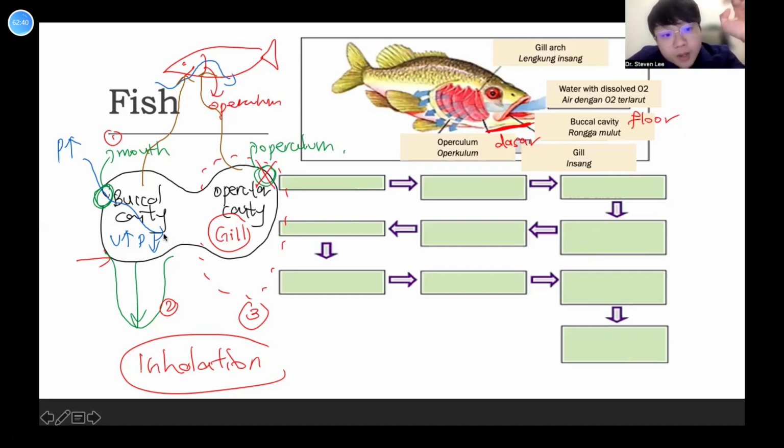But you must remember, the water is now mostly at the buccal cavity. Only some of it can go to the gill because the pressure is not that high. It cannot go so far behind. And that's why we need to do exhalation for the fish.